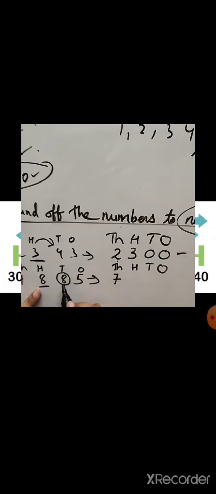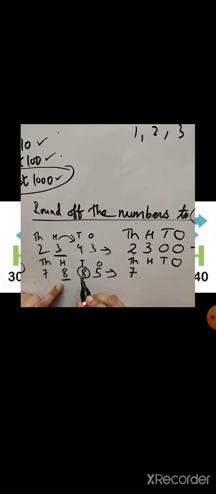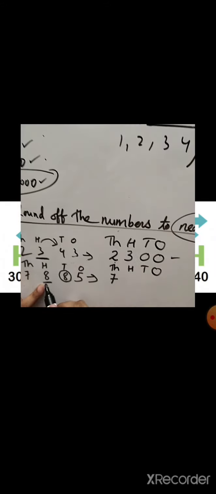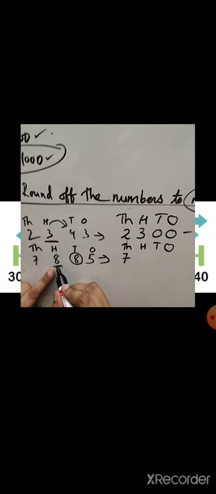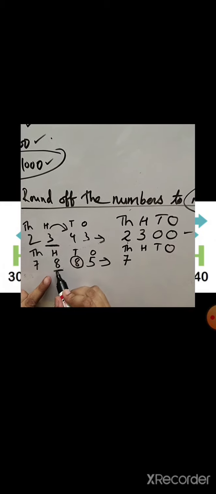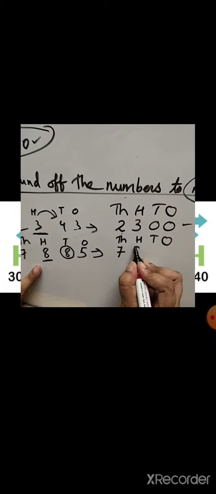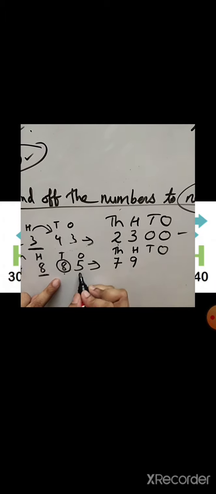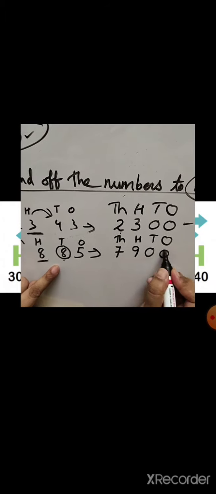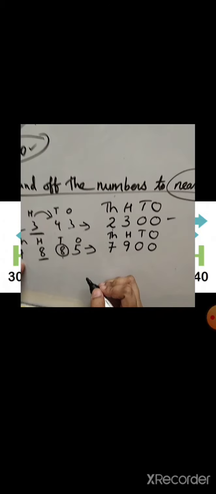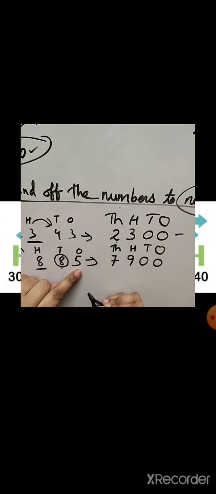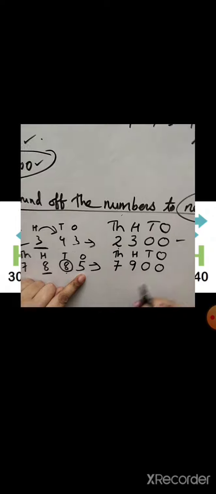Now this number is more than 4. It comes in the category of 5, 6, 7, 8 and 9. So the hundreds position will change by 1. It will increase by 1. So 8 will become 9. And these two digits will become 0, 0. Understood? So 7885 is rounded off to 7900.